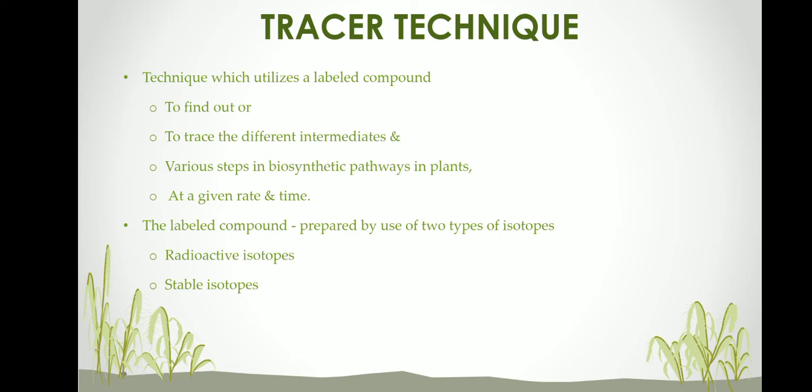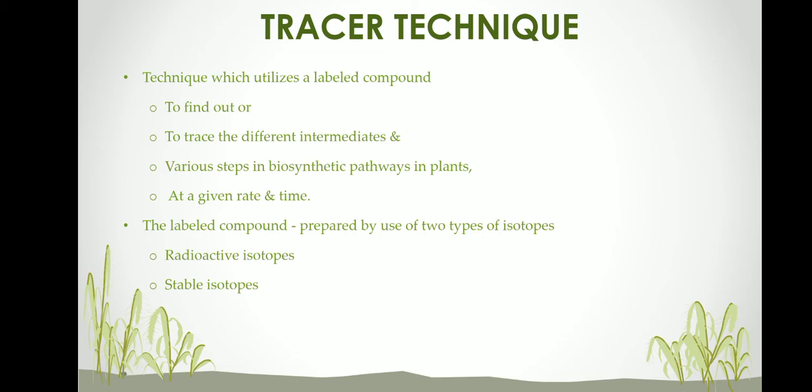So, this technique utilizes a labeled compound to find out or to trace the different intermediates and various steps in biosynthetic pathways in plants at a given rate and time. And the labeled compounds can be prepared by use of two types of isotopes. Usually isotopes may be stable isotopes or unstable isotopes. Unstable isotopes are also named as radioactive isotopes.